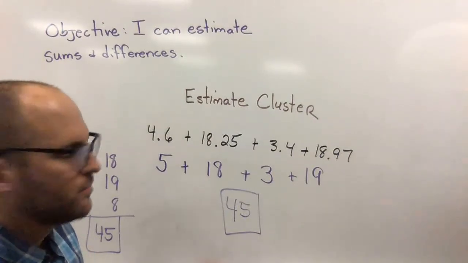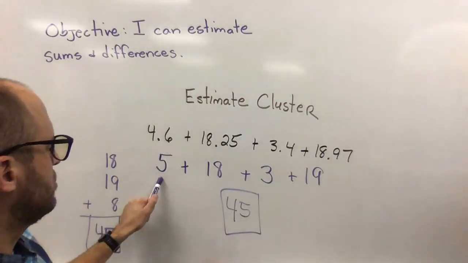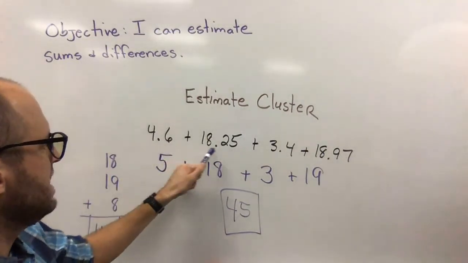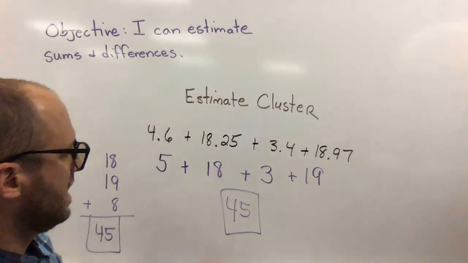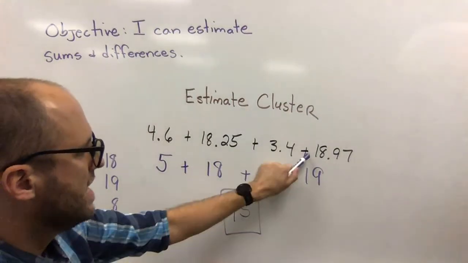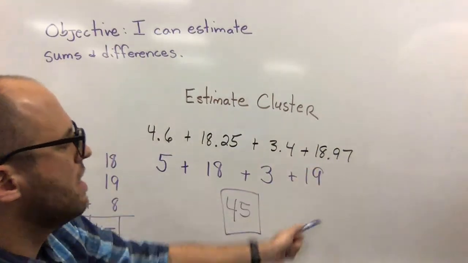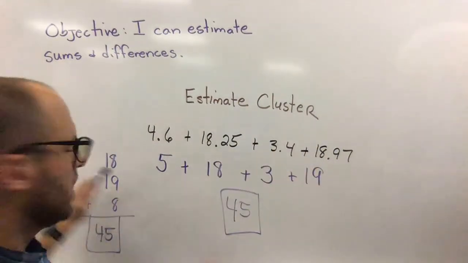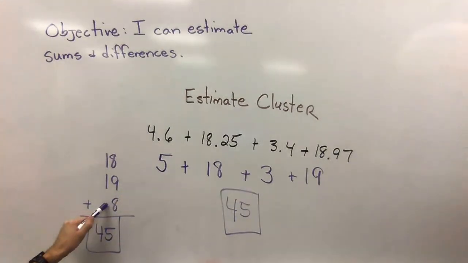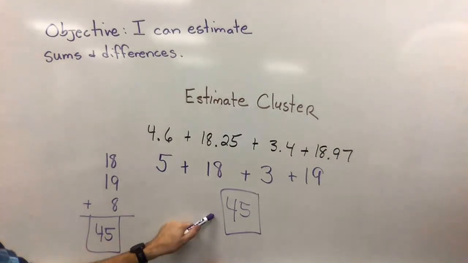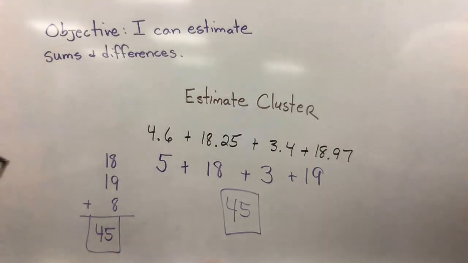Let's go over it. So 4 and 6 tenths should have rounded to 5. 18 and 25 hundredths should have kept the same at 18. 3 and 4 tenths stay the same and stay at 3. And 18 and 97 hundredths, we round that up to 19. When I went over here to add, I added 5 plus 3 in my head and put the 8 there. But then I took 18, 19, and 8 and added them all together. And I ended up with 45.